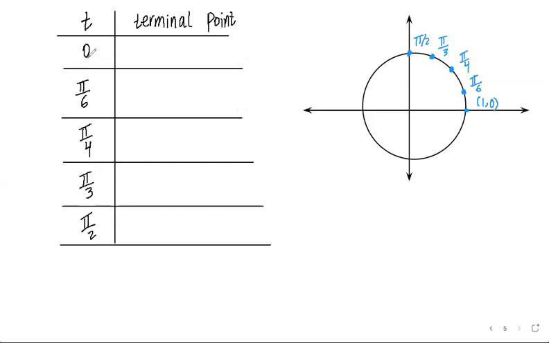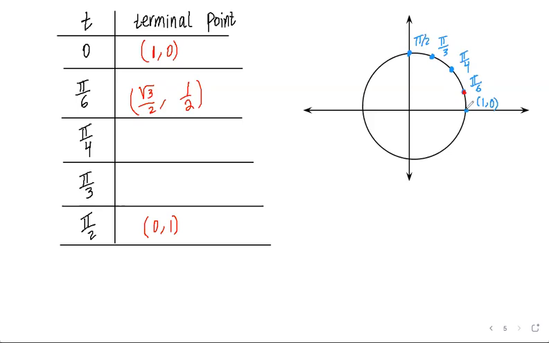So now, for t equals 0, the terminal point is always 1, 0. And for pi over 2, at this point, it is 0, 1. For pi over 6 it is square root of 3 over 2, 1/2. So the terminal point for the distance pi over 6 is square root of 3 over 2, 1/2.